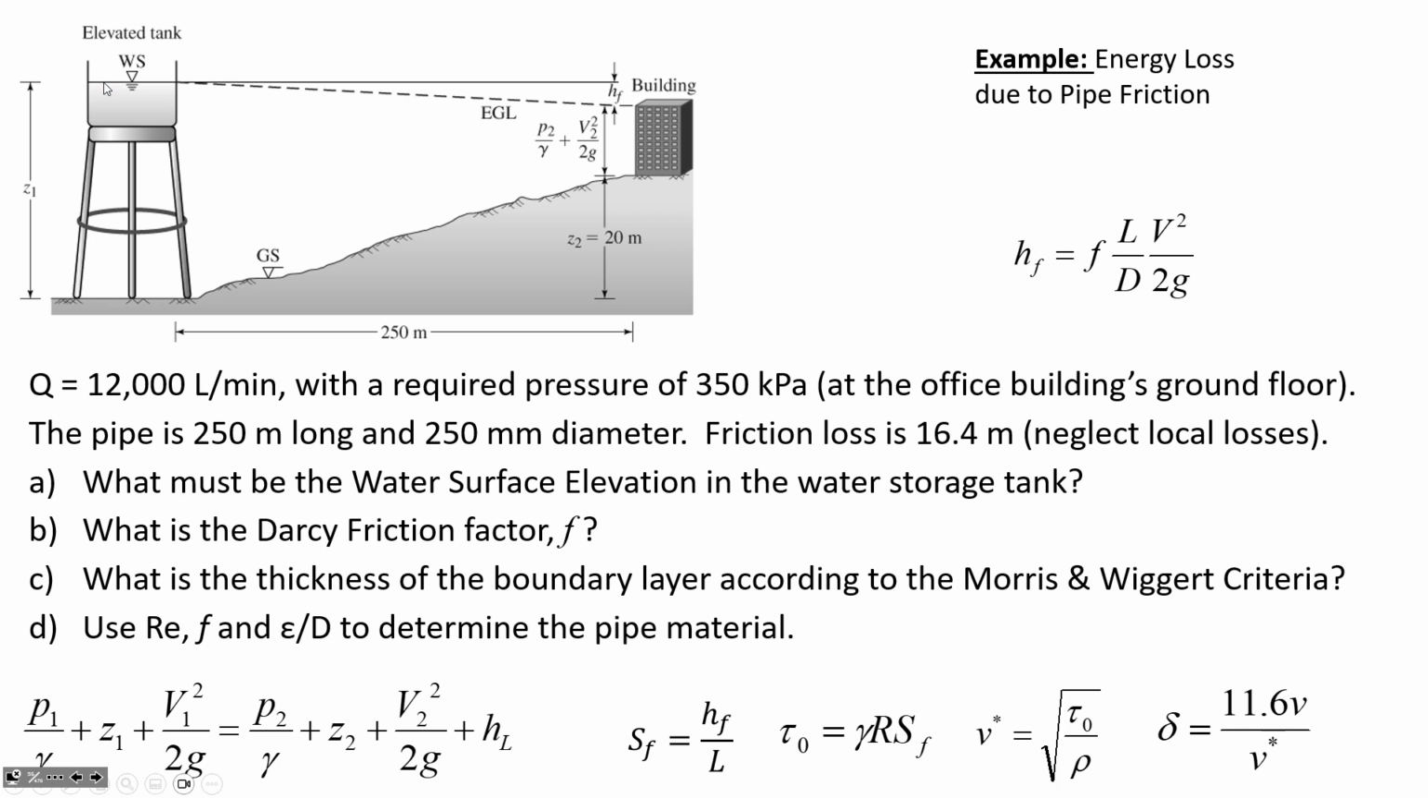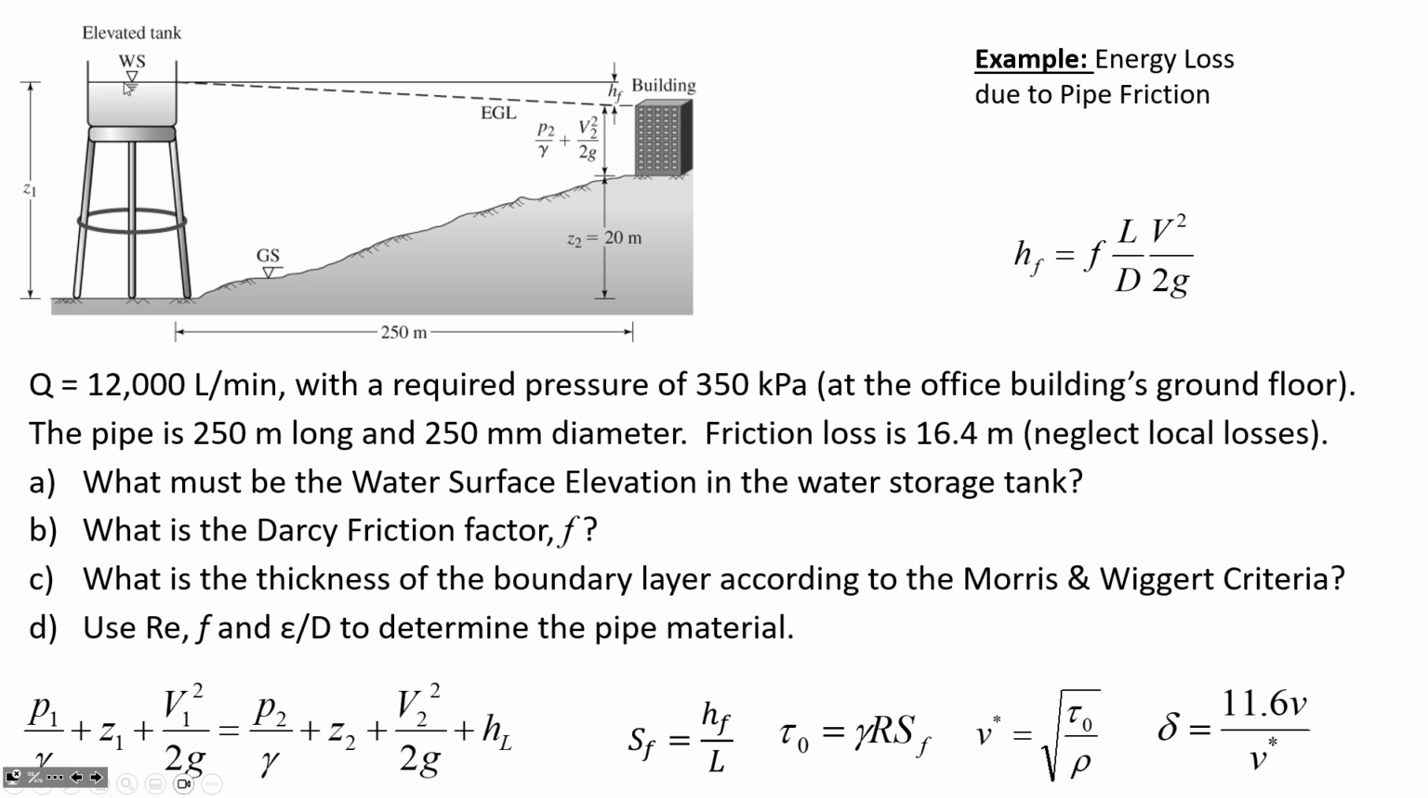Z1 is the unknown. What must be the water surface elevation in the water storage tank? We're basically solving for Z1. That's what it wants us to know. Okay, V1. Now remember, in the energy equation, location 1 means at a single point. It means at the tank. It's not talking about the velocity through the pipe. It just wants to know what's the velocity of the water in the tank.